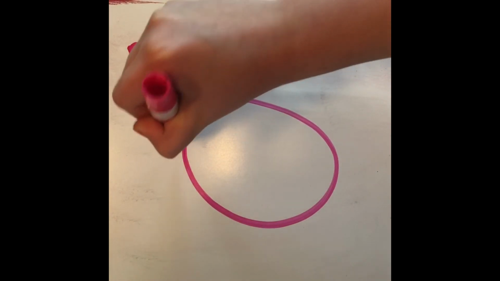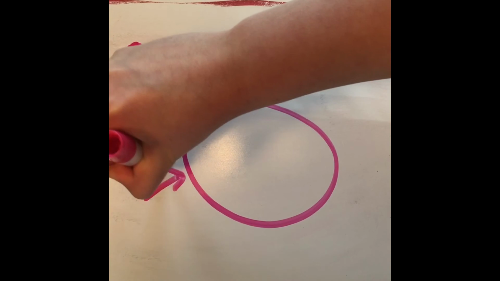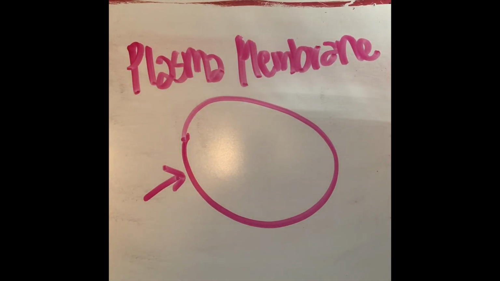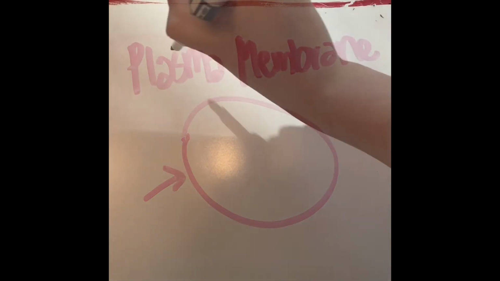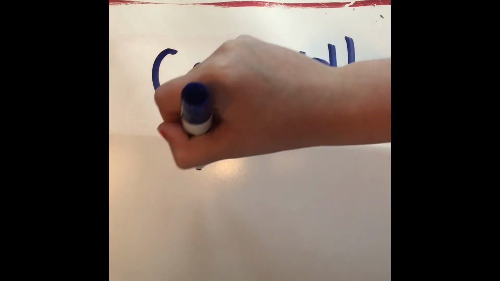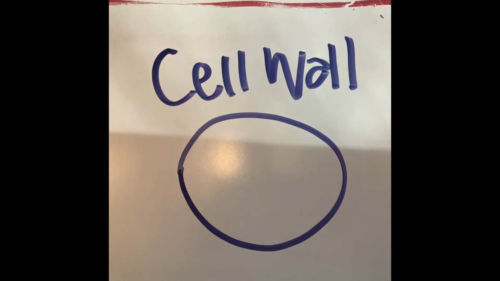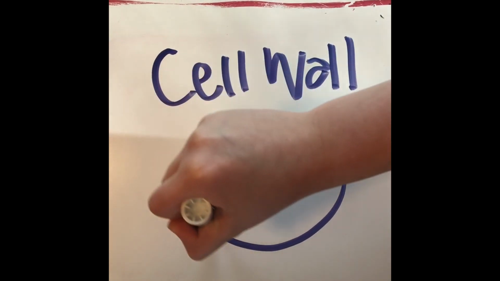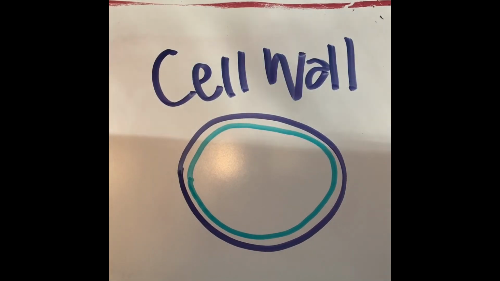The plasma membrane is the membrane that encloses the cell. The cell wall is the outer layer of the cell that maintains the shape and protects it from outside damage. It is primarily made of cellulose, polysaccharides, and protein.